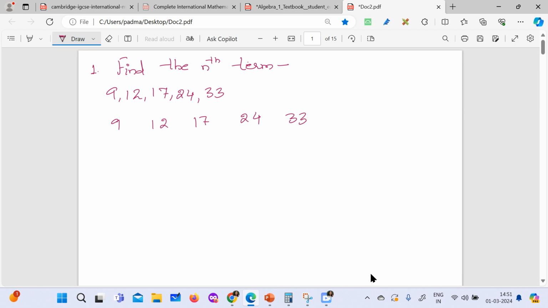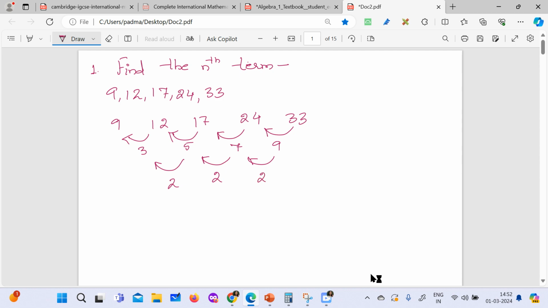12 minus 9 will give you 3. 17 minus 12 will give you 5. And 24 minus 17 will give you 7. And 33 minus 24 will give you 9. Then 5 minus 3 is 2. 7 minus 5 is 2. 9 minus 7 is 2.